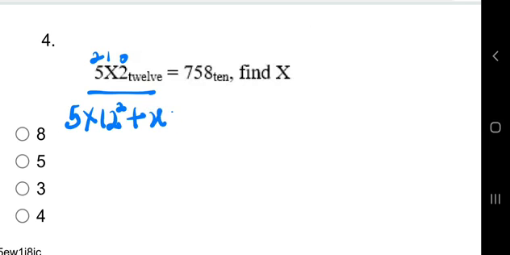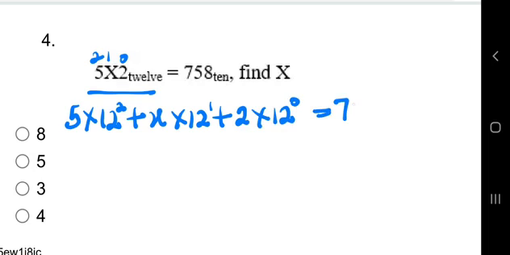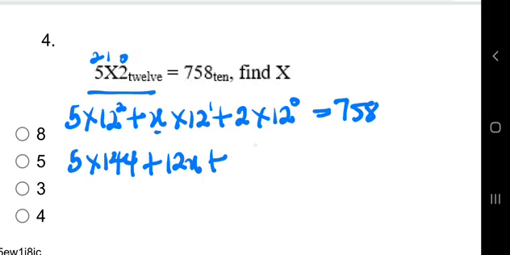So plus x multiplied by 12 raised to power 1 plus 2 multiplied by 12 raised to power 0, which is equal to 758. So in this case, we're going to have 5 multiplied by 144, plus x multiplied by 12, which gives us 12x, plus 2 times 1, that is 2, equal to 758. So from here we multiply this.